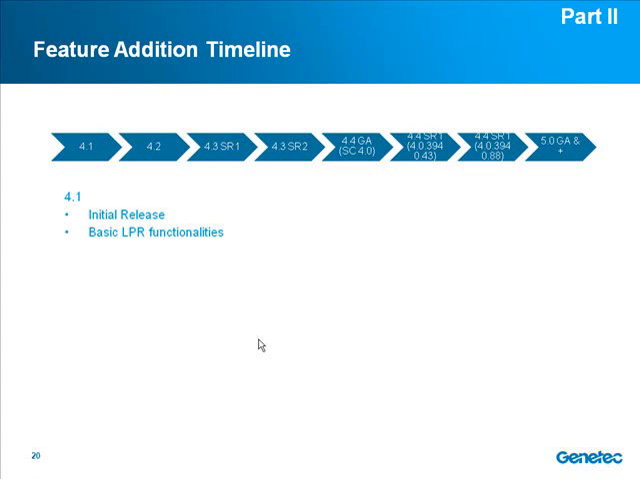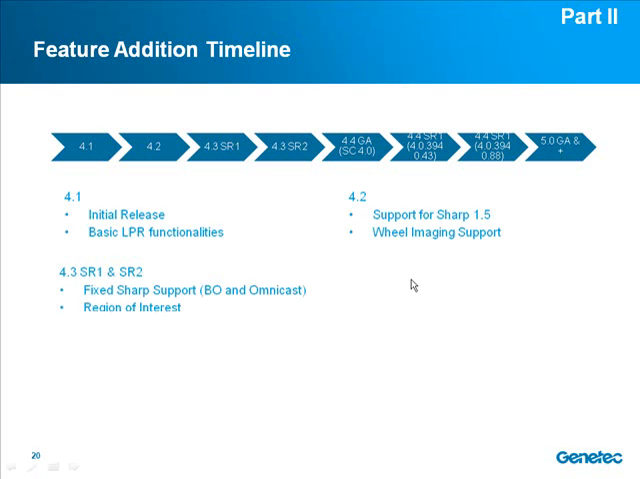So the Plate Reader Server version 4.1 was our first release and had the basic LPR functionalities in place. After that, we went to 4.2, which introduced wheel imaging and the support of the Sharp XGA 1.5. In 4.3, we started supporting Omnicast, and was the first version where you were able to define a region of interest. We were also able to recognize the state the plate came from, and we started supporting the Sharp 2.0.